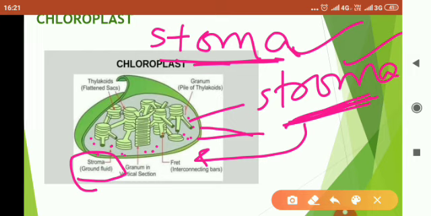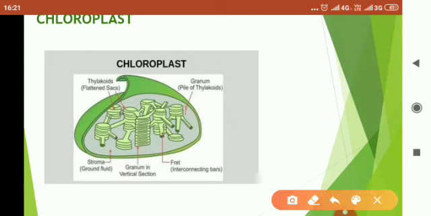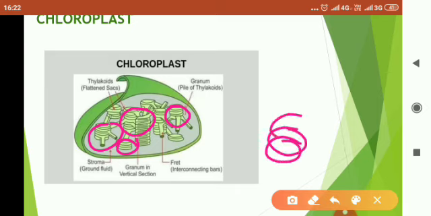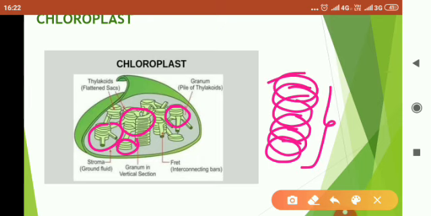Now along with the stroma, you can see a light green structures here. These stacks are called as granum. Now how granum is formed? I can give you an example of coins. Suppose you have 5 rupee coins. Now if you are going to keep those coins one over the other, 1, 2, 3, 4, 5, 6, like this, this stack is formed. This stack is called as granum, like this.